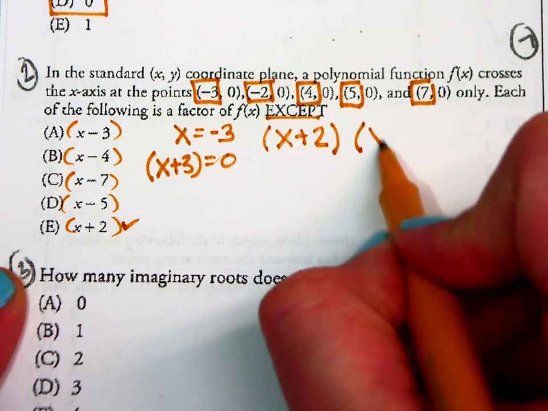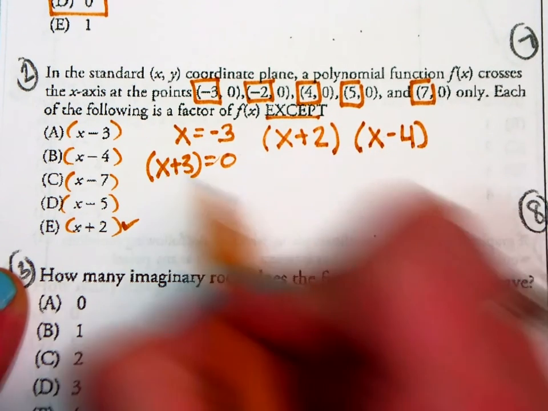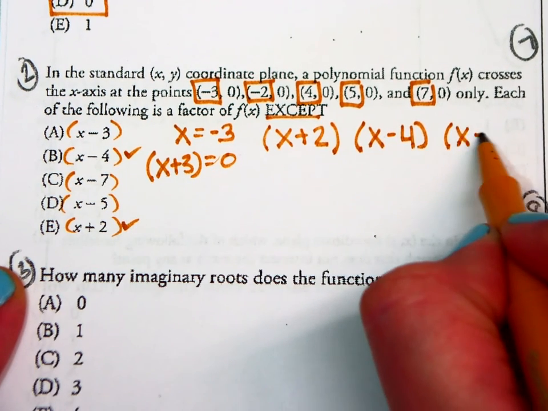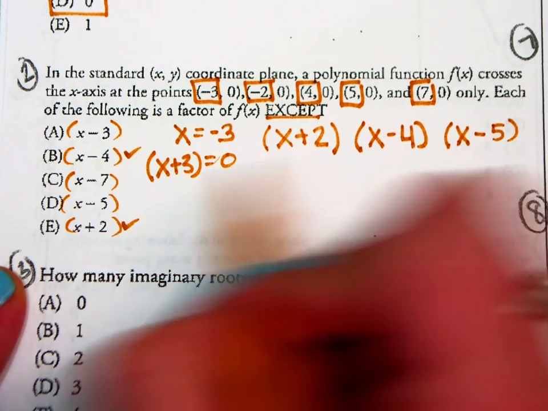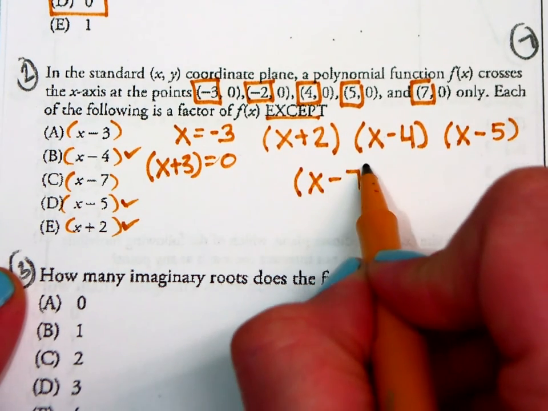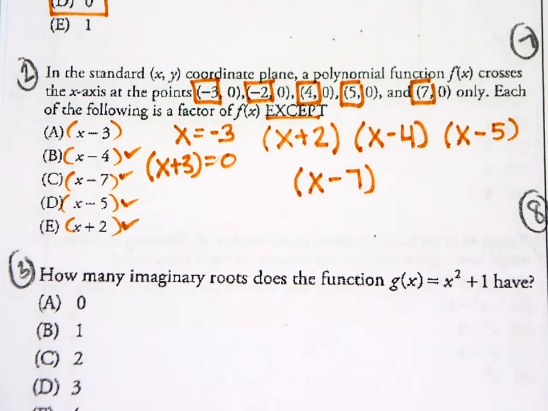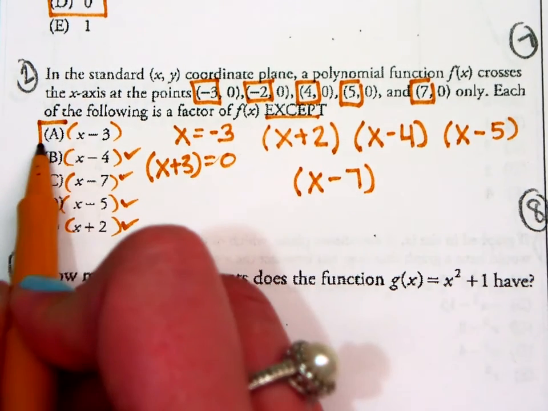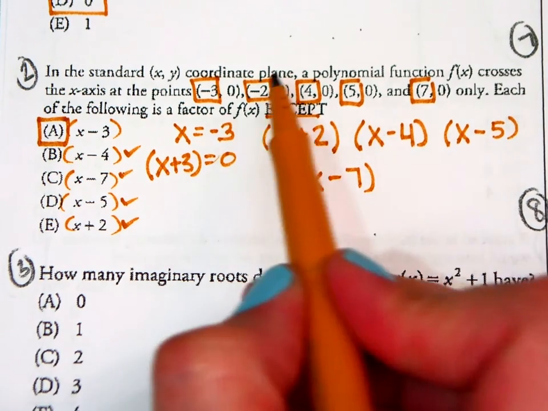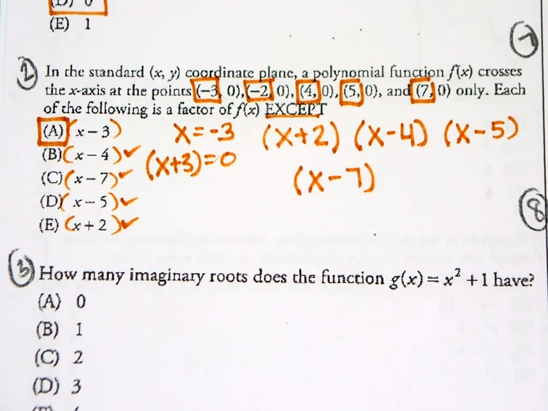4 would end up being x minus 4. That one's on here. 5 would be x minus 5, which is an answer choice. And 7 would be x minus 7, which is also an answer choice. So A is the one that is not a 0. So all you're doing here is working backwards and putting the coordinates backwards into parentheses.